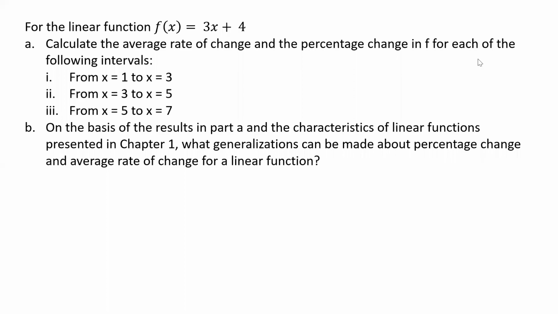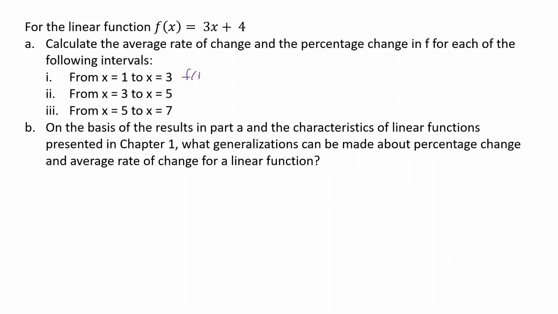All right, so the last one for this section, let's do this one. It gives us a linear function, so it's pretty simple. What we need to do is calculate the average rate of change and percentage change for each of the following intervals. We're going from x equals 1 to x equals 3, from x equals 3 to x equals 5, and x equals 5 to x equals 7. So basically we have to calculate those.